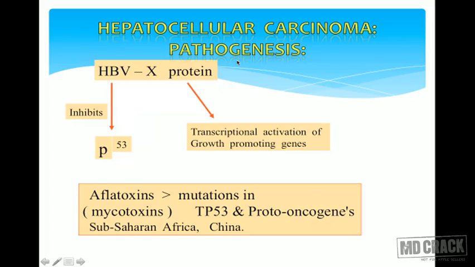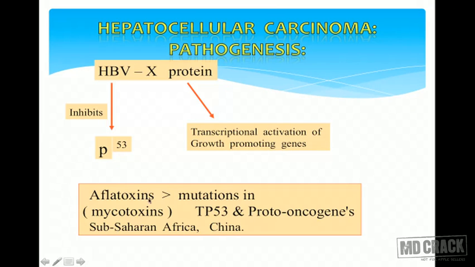So there is a formation of the so-called hepatitis B X protein. X, because we don't know exactly what the nature of this particular protein is. When the virus gets integrated with the host cell genome, it is said to inhibit P53. So P53 gets inactivated, it will get mutated. So transcriptional factors get activated. Growth promoting genes get activated. So probably this oncoprotein is the one which is responsible for the onset of hepatocellular carcinomas.